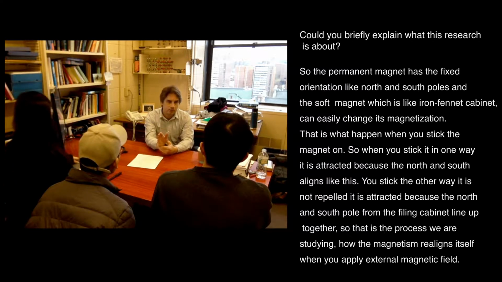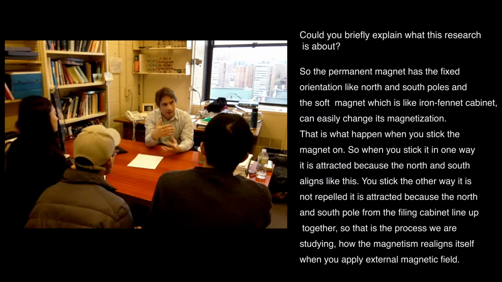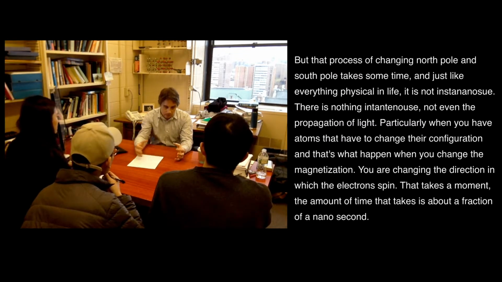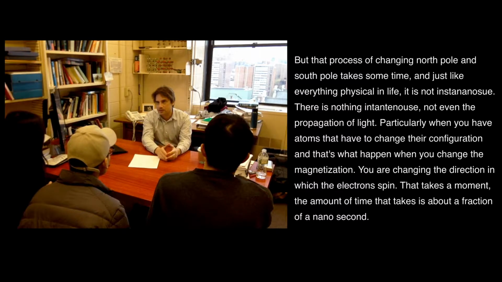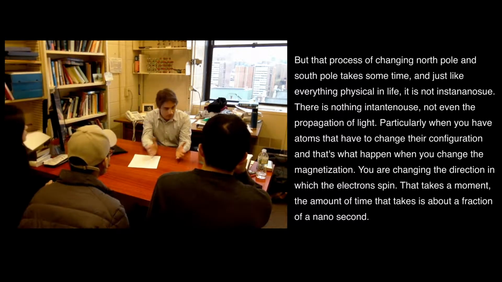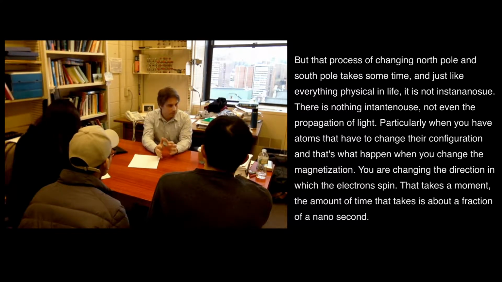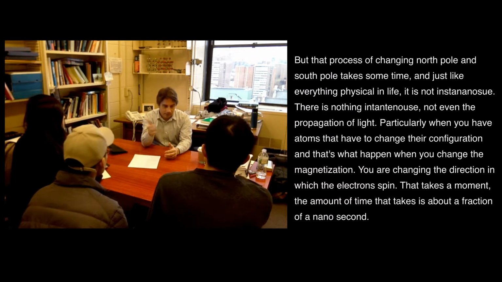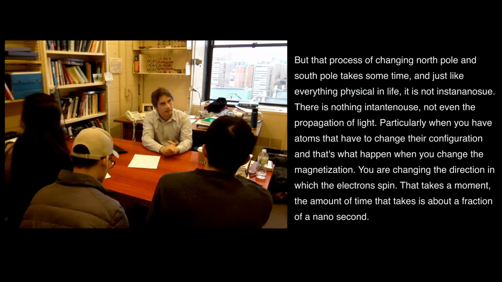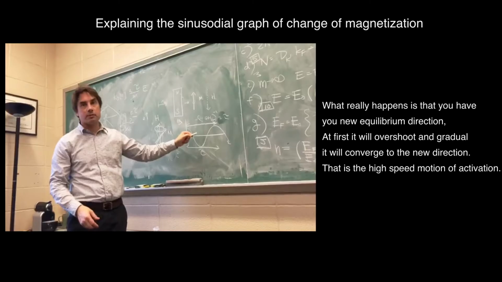How does the magnetization realign itself when you apply an external magnetic field? That process of changing the north and south poles actually takes some time. And just like everything physical in life, it's not instantaneous. There's nothing instantaneous, not even propagation of light, right? Particularly when you have atoms which have to change their configuration. When you change the magnetization, you're changing the direction in which electrons spin. That takes a moment, a fraction of a nanosecond, a short amount of time.